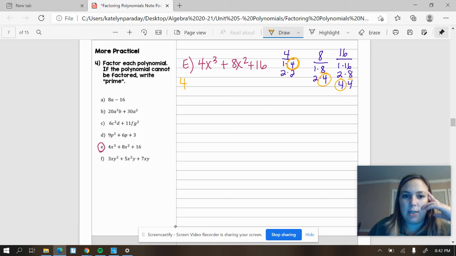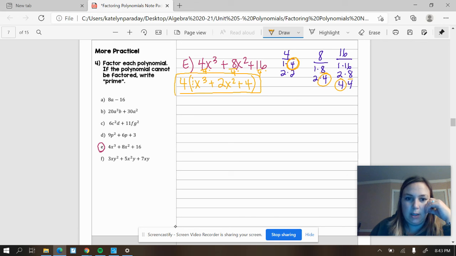So 4 is going to go on the outside. Then I'm going to look and see, can I take a variable out of all 3 of these terms? The only way I can take out something from these is if it's in every single term, all right? So not every single term has an x. So I'm actually just going to take out a 4. So when I'm doing that, I'm really dividing all these numbers by 4. So that becomes x to the third, or 1x to the third, plus 2x squared plus 4, right? 16 divided by 4 is 4. So that's another one of your answers.